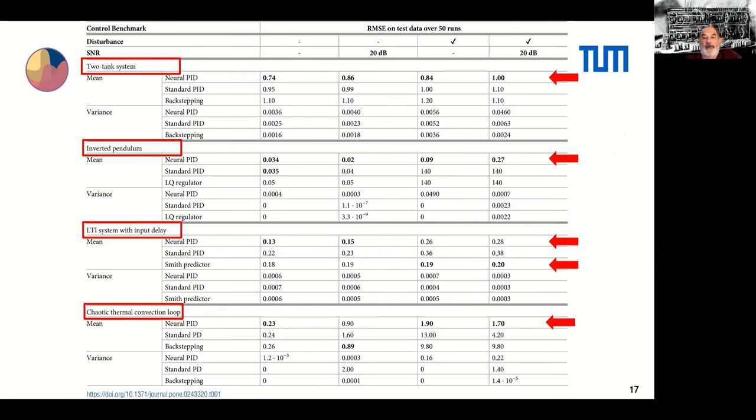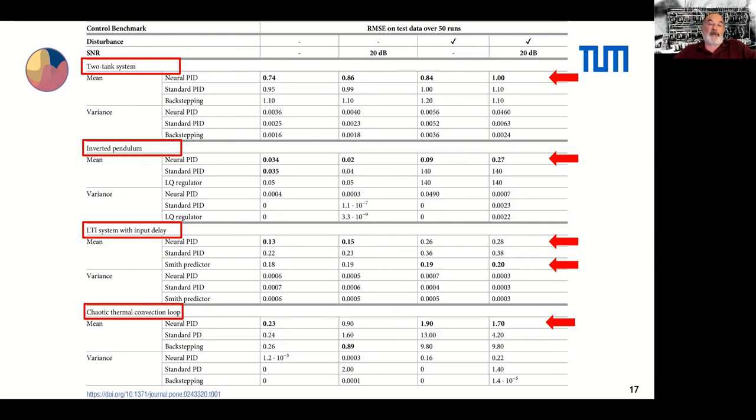So if you do a full extended search and investigation of all the different scenarios, we have here the inverted pendulum as a key benchmark. We also have this chaotic thermal convection loop I just mentioned. There are also other standard examples in control engineering, like a linear time invariant system that has an input delay, as well as a two-tank system, which is maybe the most relevant actually for power plants.